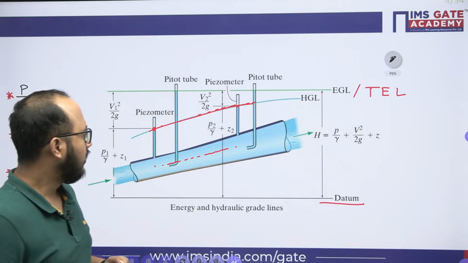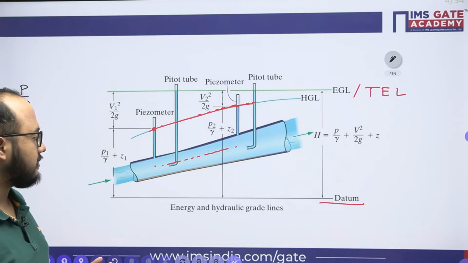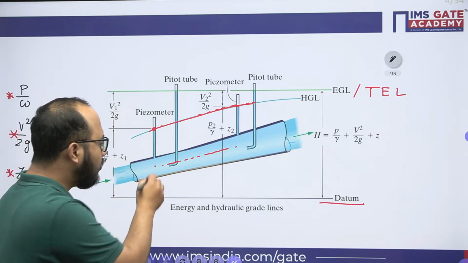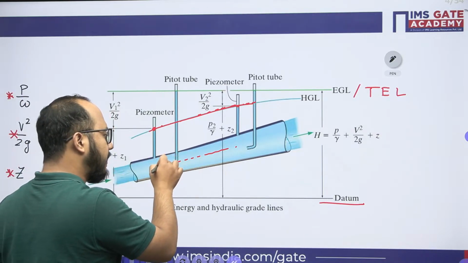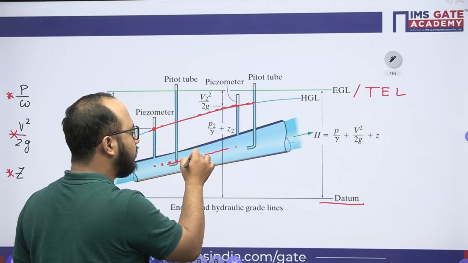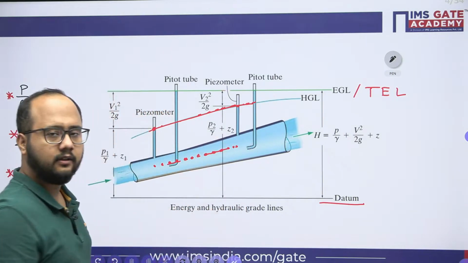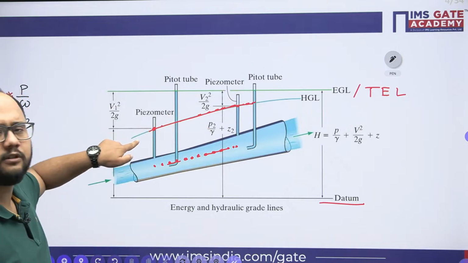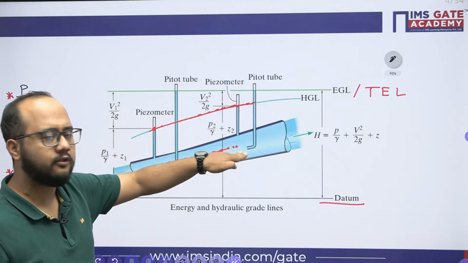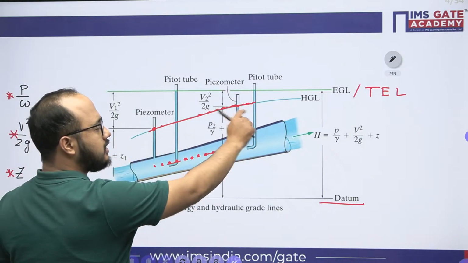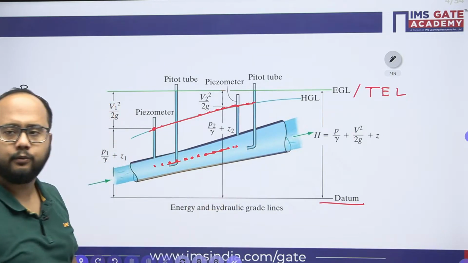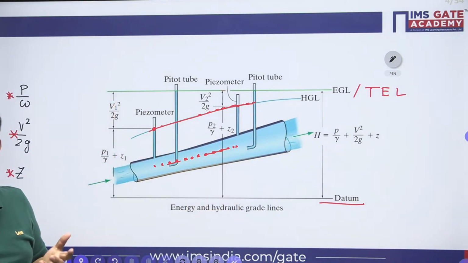Okay, I hope everyone understands this point. So at every location along the length of the pipe, if I observe the piezometer head and plot it, and just join all those points, you will have one line. That line is itself known as the HGL, hydraulic gradient line.